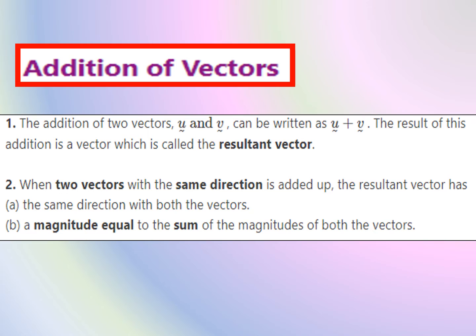The addition of two vectors, vector u and vector v, can be written as the sum of vector u and vector v. The result of this addition is a vector which is called the resultant vector. When two vectors in the same direction are added up, the resultant vector has the same direction as both the vectors and a magnitude equal to the sum of the magnitudes of both vectors.